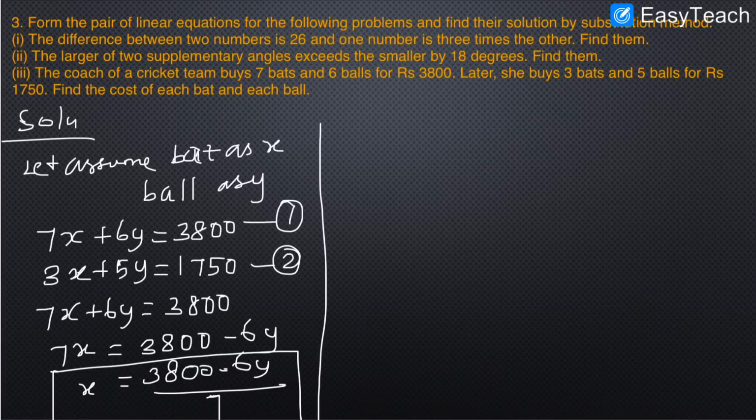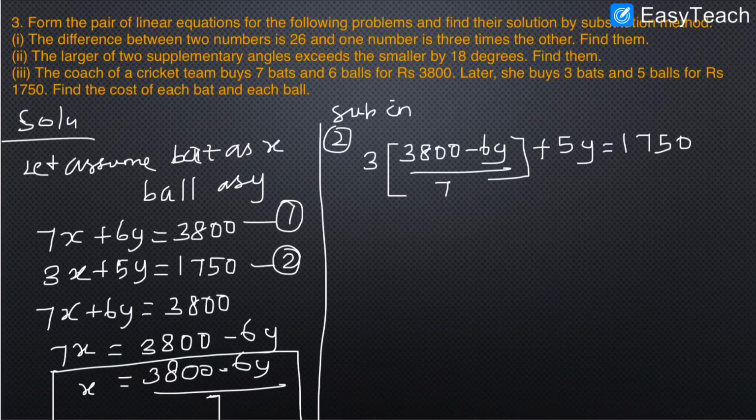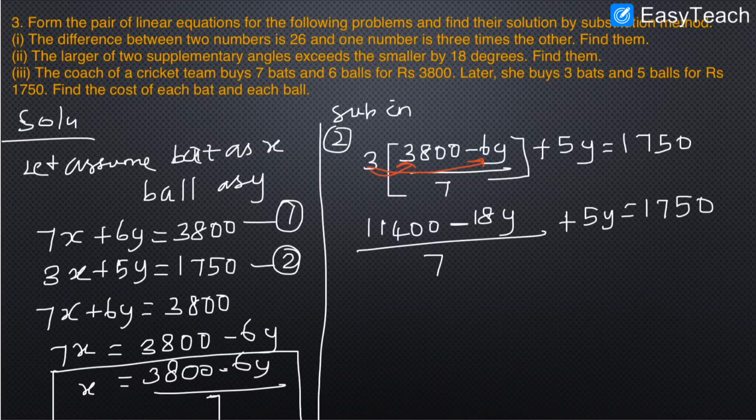Let's substitute in the second equation. So which is 3 into x. I'm going to substitute the whole value. Okay, I substituted in this step. The next step, let me multiply 3 inside, by 3, so this one and this one. So the answer is 11,400 minus 18y, the whole divided by 7, plus 5y equals 1750.